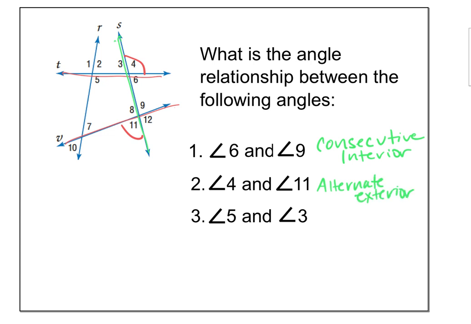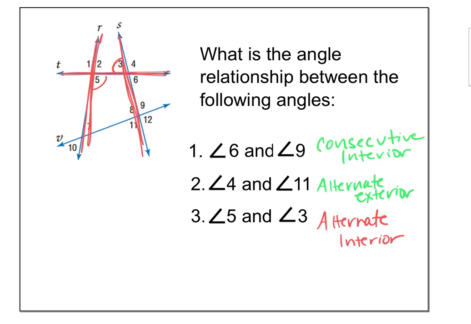angles. And finally, angles 5 and 3 are inside of these 2 lines. Here's your transversal. So they are, one's above and one's below. Those are going to be alternate interior angles because they're inside of these 2 lines.